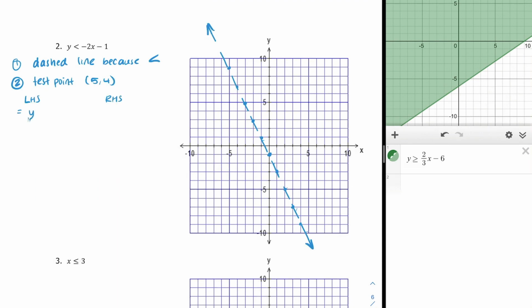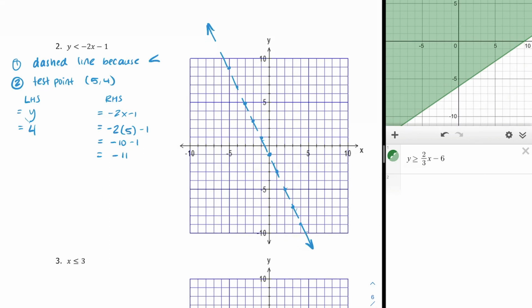All right. We are now going to plug that into our inequality. We split that up into our left-hand side and our right-hand side. On our left-hand side, we just have y. And on our right-hand side, we have negative 2x minus 1. This time, when I'm plugging in values, every time I see an x, I'm going to plug in a 5. Every single time I see a y, I'm going to plug in a 4, because that's the test point I chose. So here I have y is equal to 4. On my right-hand side, I have negative 2 times 5 minus 1, which gives me negative 10 minus 1, which gives me negative 11.